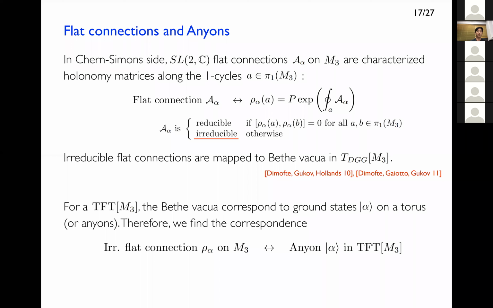And this flat connection is said to be reducible if all holonomy matrices commute with each other. Otherwise, it's called irreducible, and we are only interested in such irreducible flat connections, which do not commute. In the 3D correspondence, irreducible flat connections on three manifolds are mapped to the Bethe vectors in the T-DGG theory. This implies that when T-DGG flows to a TFT, the Bethe vector corresponds to a ground state on a torus, so they are mapped to anyons. Therefore, an irreducible flat connection rho_alpha on M3 is mapped to the anyons in the 3D TFT of M3.